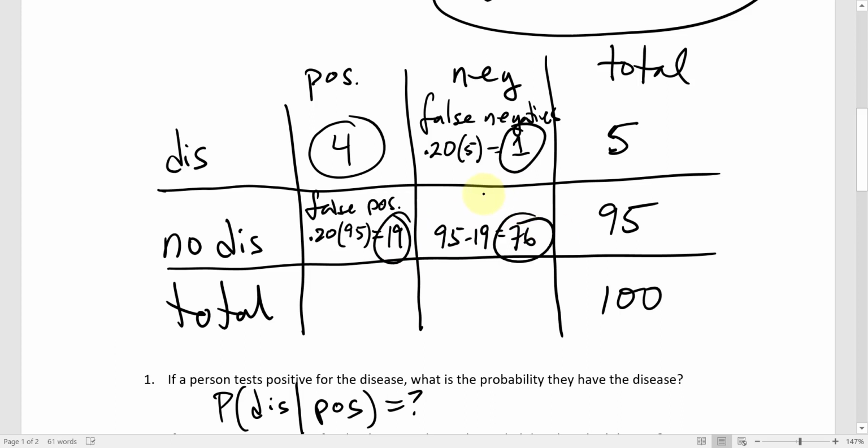Also, you could just say, well, 80% of these people that don't have it are going to test negative, so you could just do 80% of 95, and that gives you the same 76. So now we're ready to add these up. This is 23. This is 76 plus 1, so that's 77.